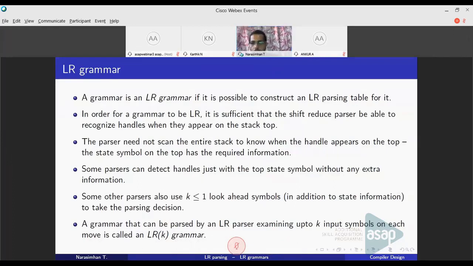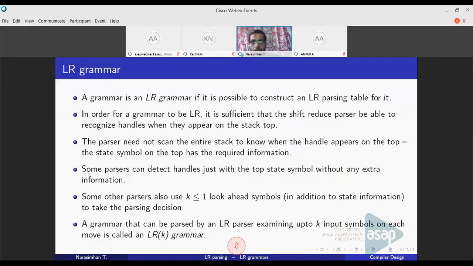In order for a grammar to qualify as an LR grammar, it is sufficient that the shift reduce parser should be able to recognize handles when they appear on the stack top. Remember, the main idea behind shift reduce parsing is identifying the handles, and when the handles are found at the stack top, they will be reduced to the corresponding left-hand side of the production, right? That is what we saw last day. So in order for a grammar to be called LR, the shift reduce parser should be able to recognize handles when they appear on the stack top.